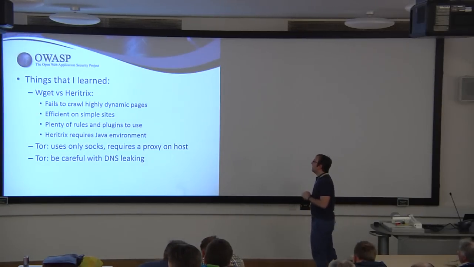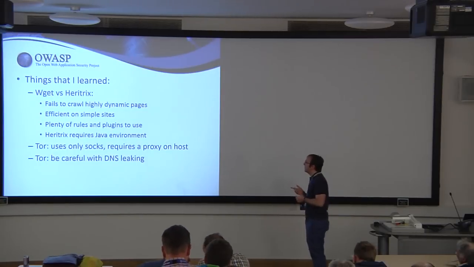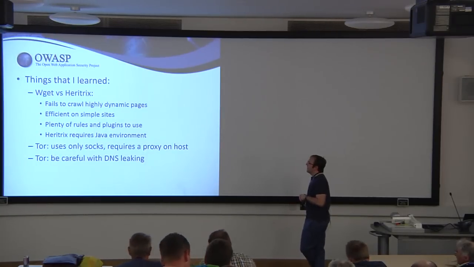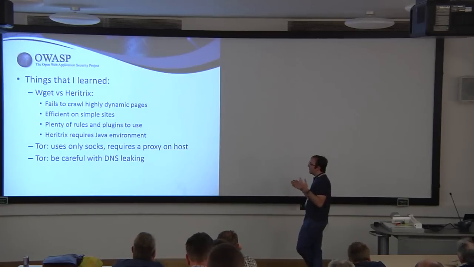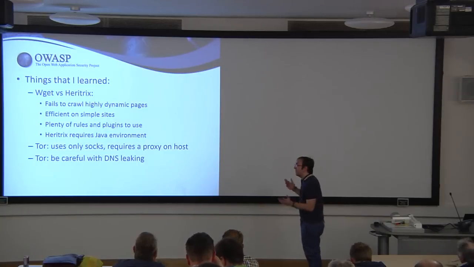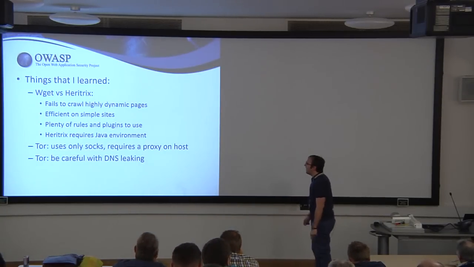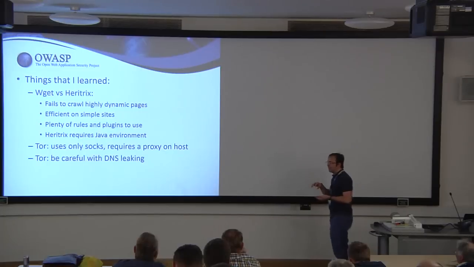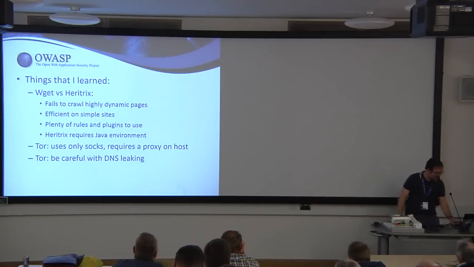I was a little bit disappointed by Tor because it only uses SOCKS, so you always need to set up a proxy on the host. I thought it would be better if it ran on the same machine, like a proxy directory, but I don't know why they didn't provide that; it was an architectural decision on their part. There is also DNS leaking: by default Tor won't prevent it, so you need to be careful when you configure it.